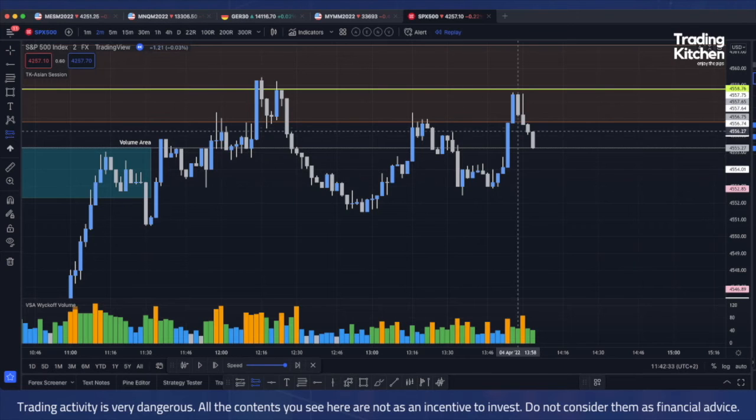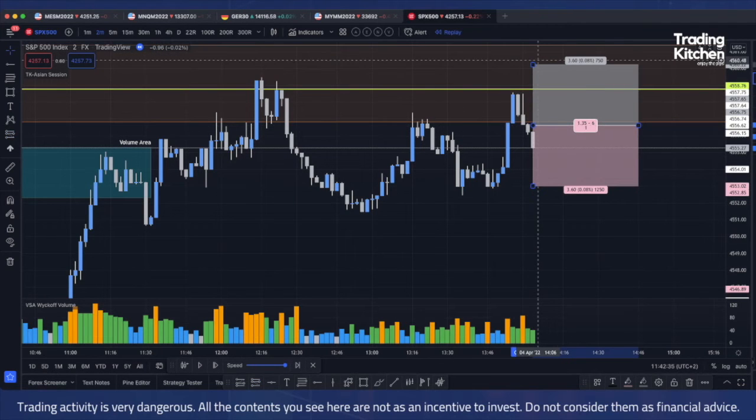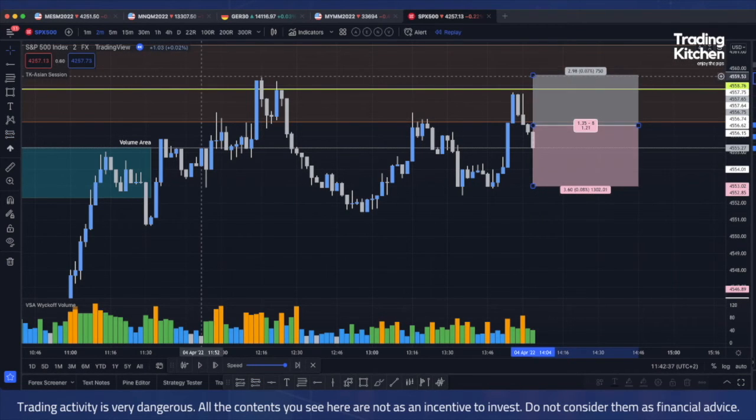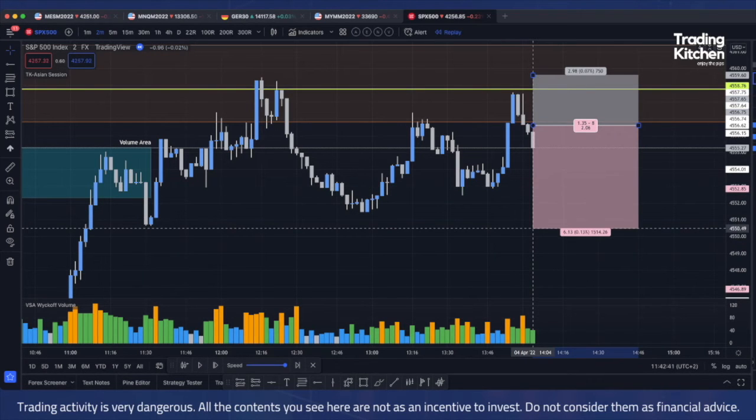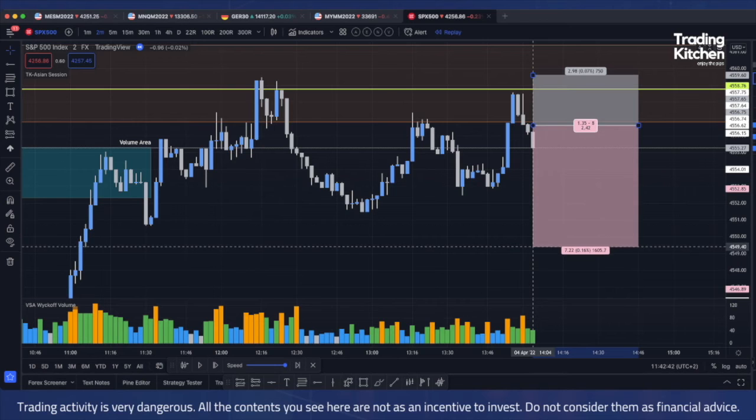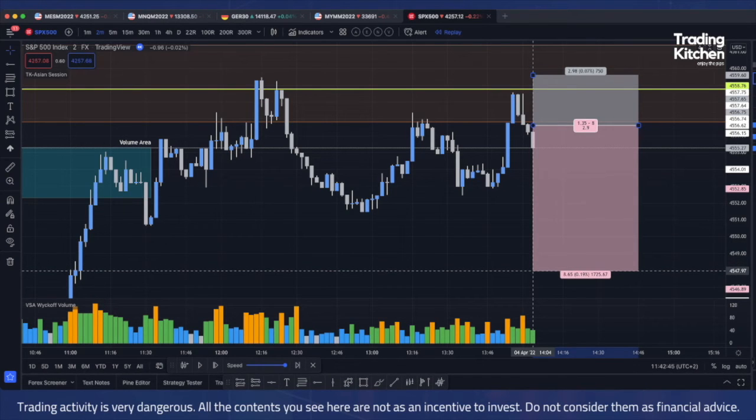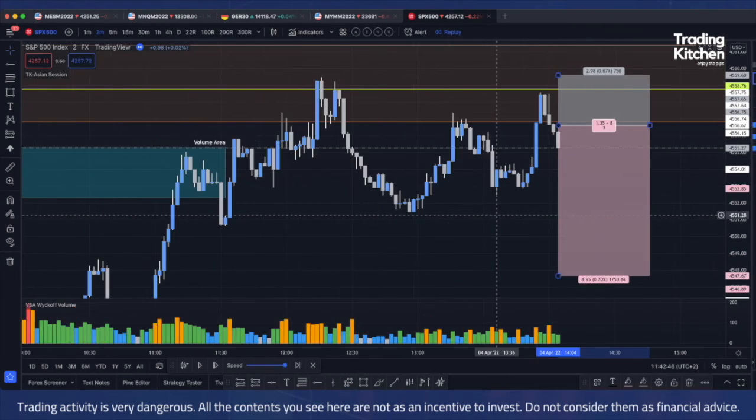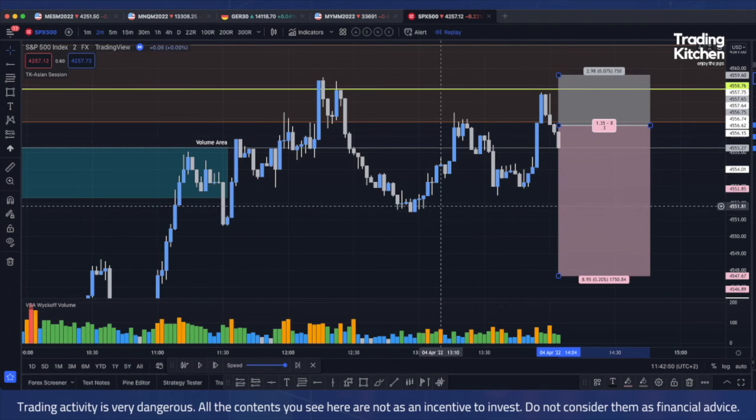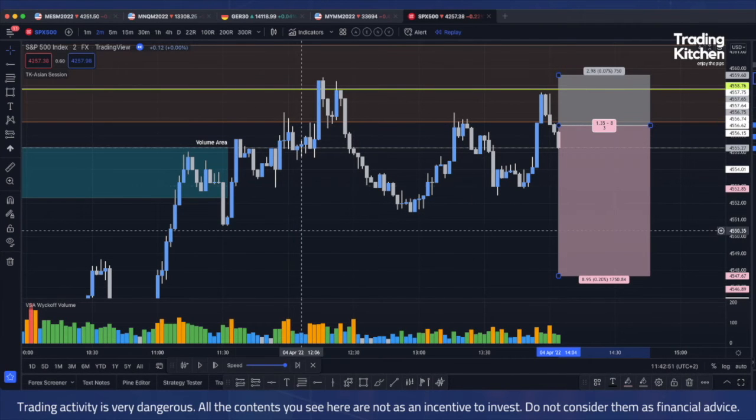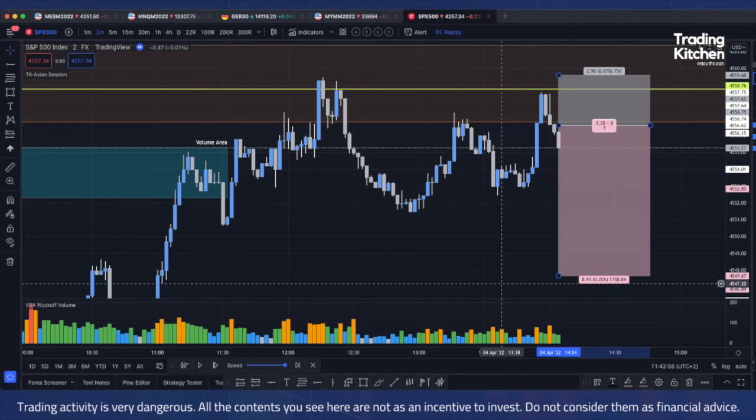So my entry is here, stop loss is above the high, and the risk reward is 3. Now I'm not sure that this will be a good trade. The reason is because I only see a clear breakout of the main structure from a bullish perspective.